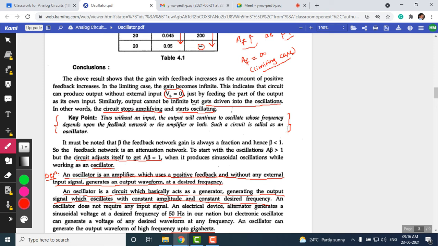Output cannot be infinity, but it gets driven into oscillations. In other words, the circuit stops amplifying and starts oscillating. So the moment we increase the feedback gain, what we need to observe is that once this Aβ becomes infinity, the amplifying action by the amplifier stops and it starts oscillating. So this is the basic principle used in an oscillator.